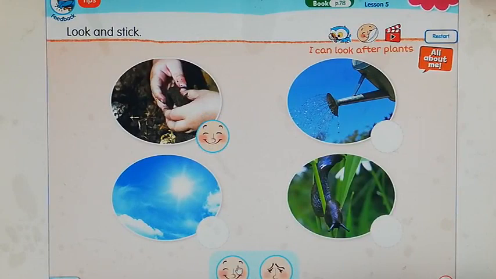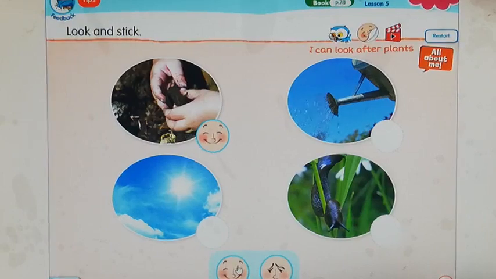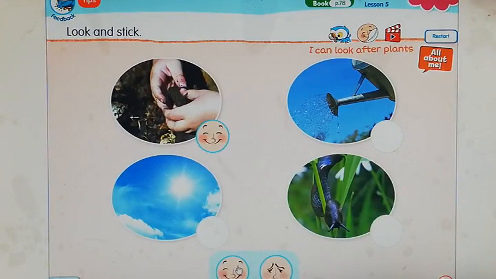Now let's see the second picture. Watering the plant. Look, they are watering the plant and that's also good for the plant. If you care for your plant, you have to water it always, frequently, okay? So, let's put a happy sticker. That's good.